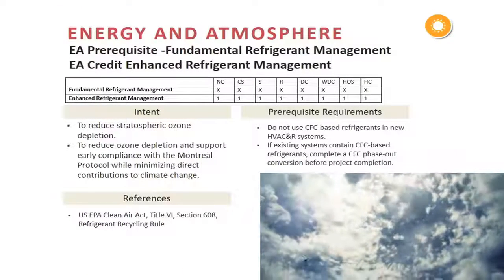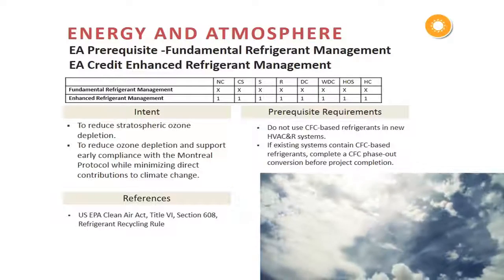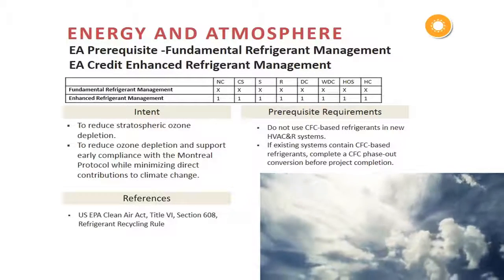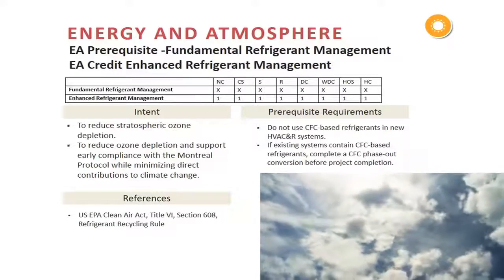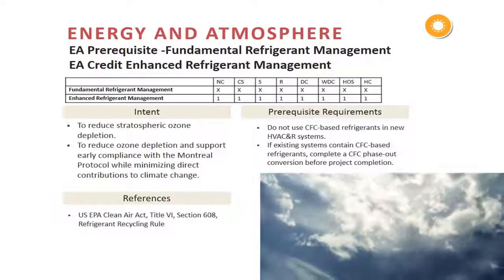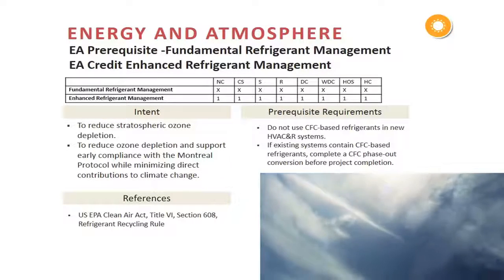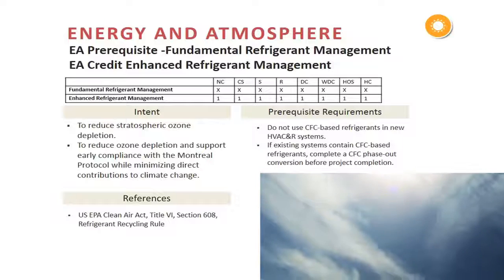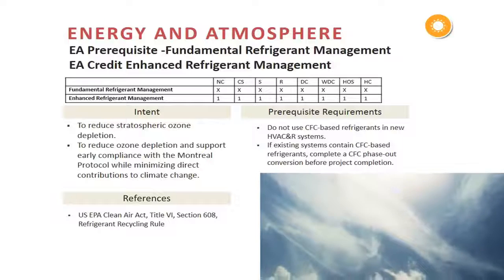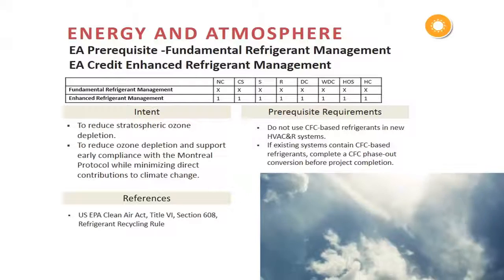Now here's our final prerequisite credit pairing around refrigerant management. So fundamental at the prerequisite level and enhanced at the credit. Now the intents here actually vary quite a lot. So at the prerequisite level, the intent is to reduce stratospheric ozone depletion. Now at the credit level, it includes that same reducing ozone depletion, but also supports early compliance with the Montreal Protocol while minimizing direct contributions to climate change.